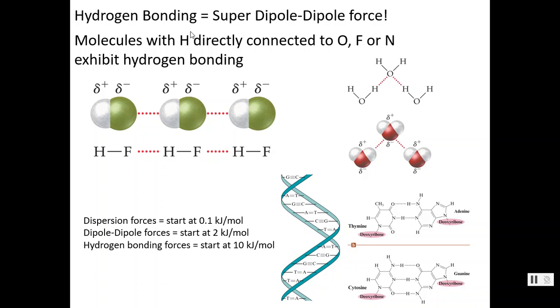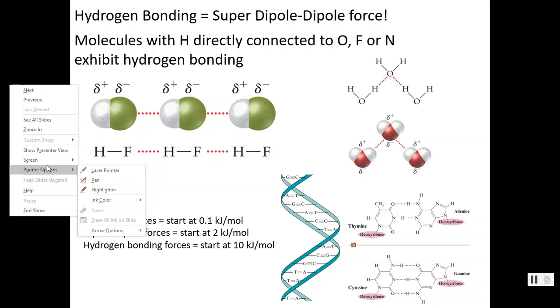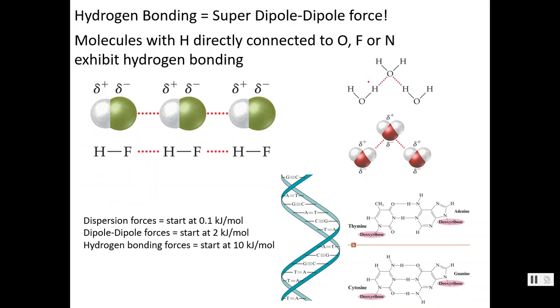Hydrogen bonding occurs in molecules that obviously have a hydrogen, but that hydrogen needs to be directly connected to either an oxygen, fluorine, or a nitrogen. Those are the only kinds of molecules that exhibit hydrogen bonding. And the hydrogen bonding intermolecular force is due to a polar molecule or a dipole within the molecule. But because that dipole is so strong, it gets its own category called hydrogen bonding. So you can see that dipole is about 2 kilojoules per mole. Hydrogen bonding is about 10 kilojoules per mole.